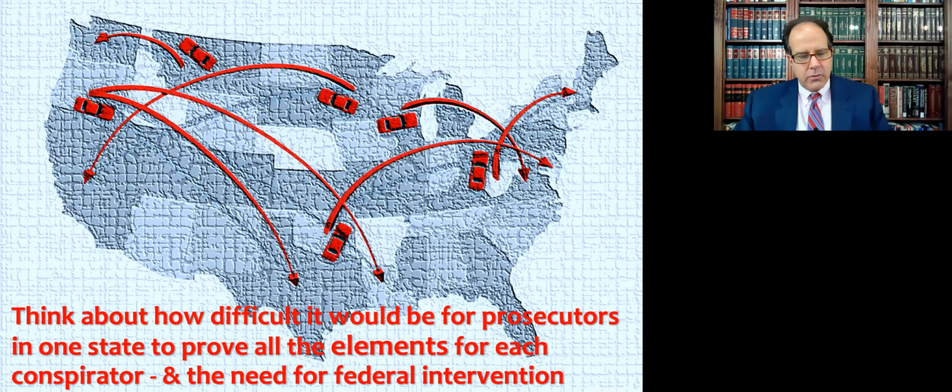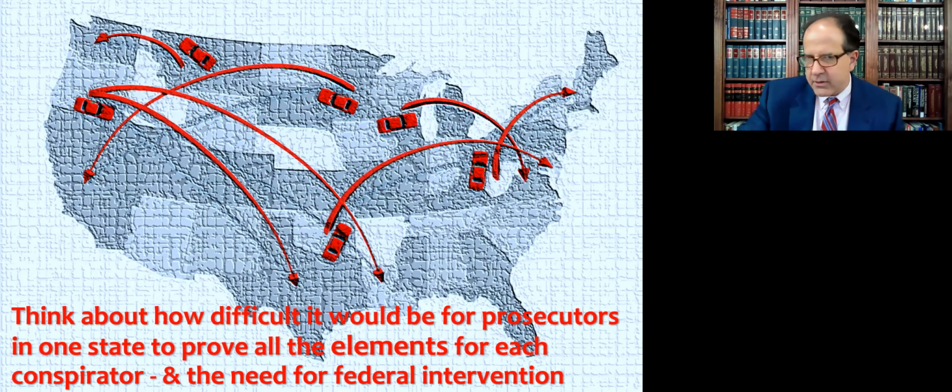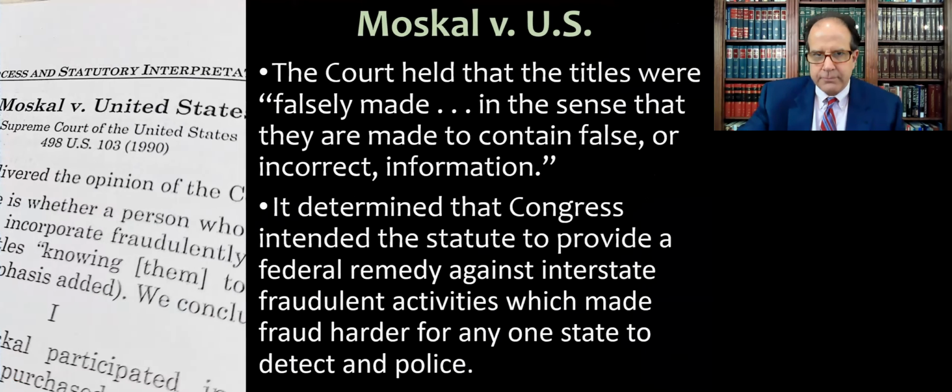And so it's hard to convict Moskal of forging the titles. And on the other hand, the person in Pennsylvania who's forging a title isn't selling the car to someone in Pennsylvania or defrauding someone in Pennsylvania. And so this is part of why a lot of these title washing schemes cross state lines and why there was political pressure for Congress to intervene on the federal level.